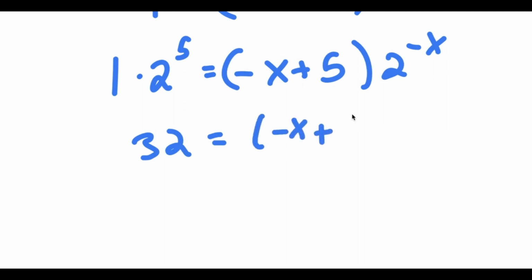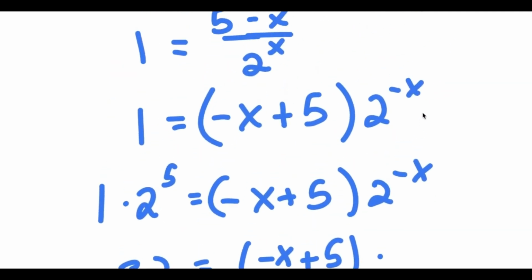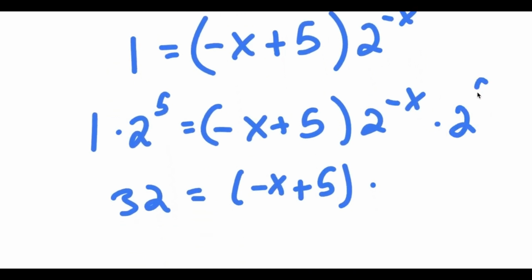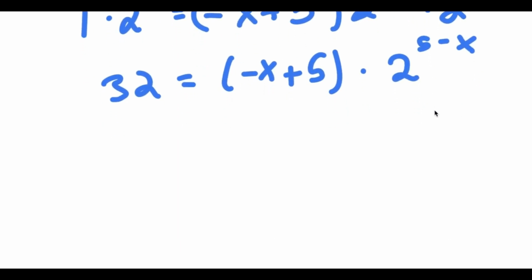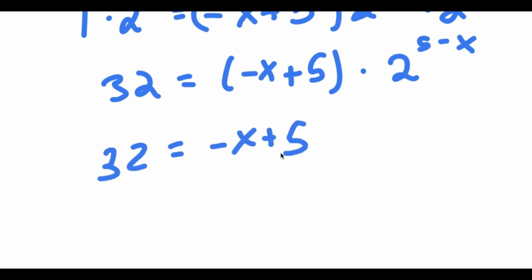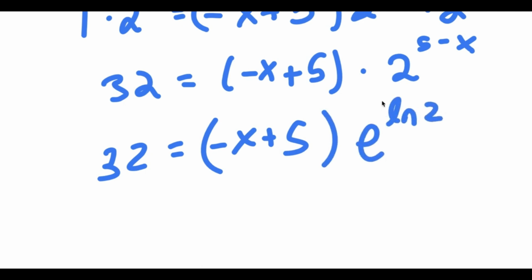negative x plus 5 times, sorry, I forgot to multiply this side by 2 to the power of 5, but 2 to the power of negative x plus 2 to the power of 5 is 2 to the power of 5 minus x. Now I have 32 is equal to negative x plus 5 times e to the power of ln of 2 times negative x plus 5.